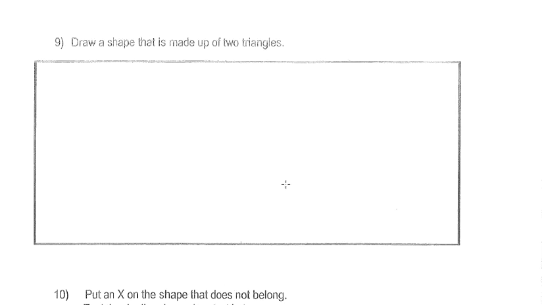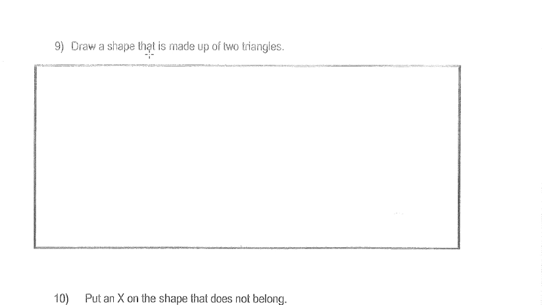Number 9. Draw a shape that is made up of 2 triangles. Draw your shape right here. You have to use 2 triangles to make your shape.